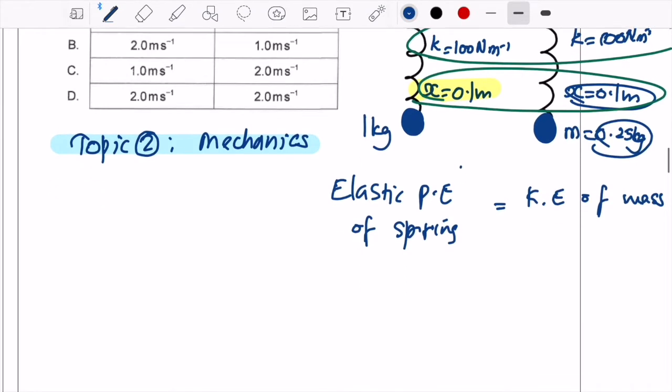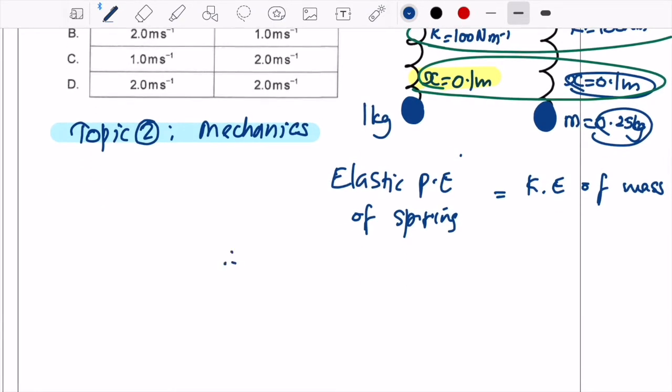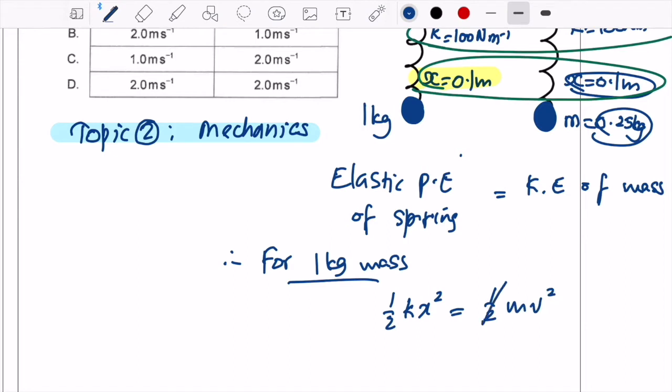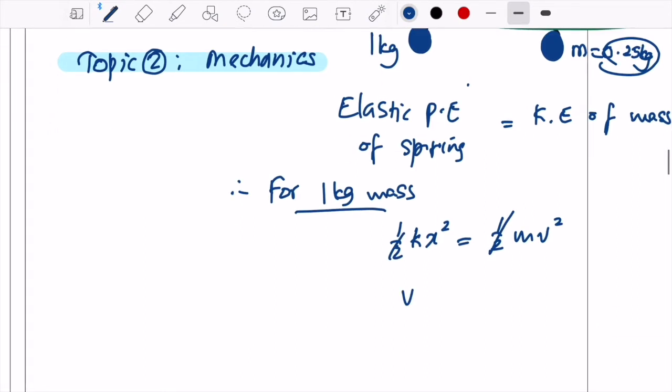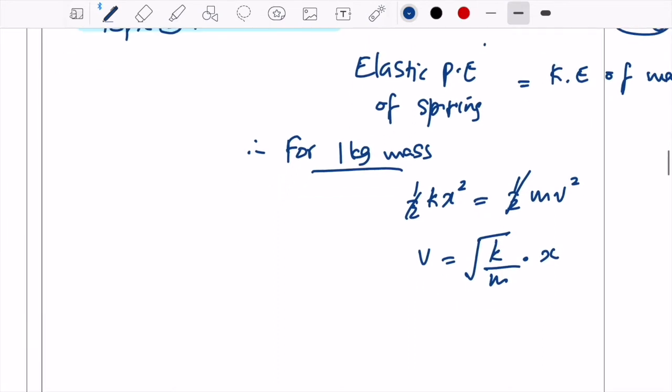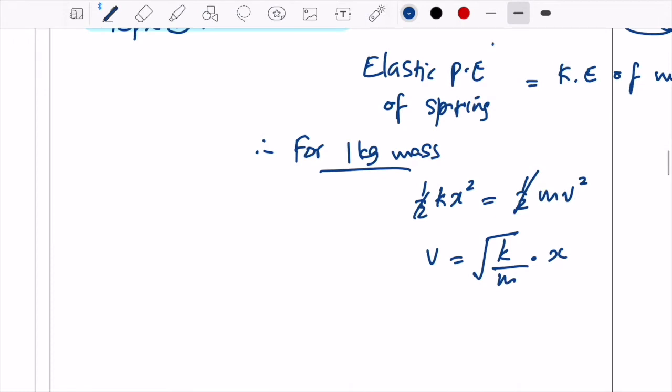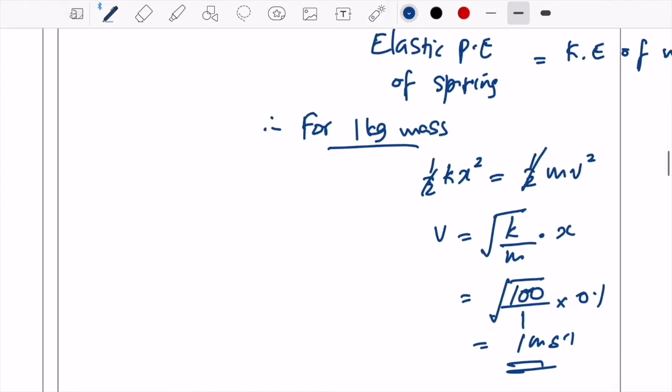Now let's do the calculation for, let's say, the 1 kilogram mass. I write half kx squared. This is the equation for elastic potential energy. Half mv squared, right? This one cancels. V squared, V equals, if you look at this one, k over m times x is outside, right? So for 1 kilogram mass, spring constant 100, mass is 1 times 0.1. If you look at this one, you will get 1 meters per second.